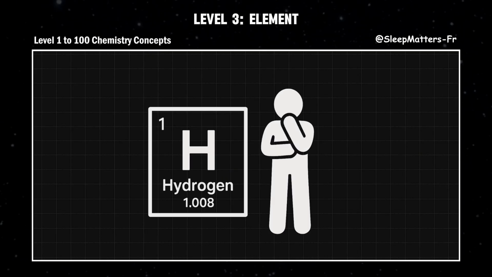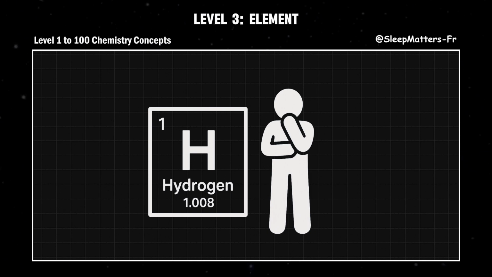Level 3. Element. An element is the simplest form of matter. It is a pure substance that cannot be broken down into anything simpler. Everything you see, touch, or breathe is made of elements. There are 118 known elements, each with a unique identity. Hydrogen is the simplest, just 1 proton and 1 electron. It is the fuel of stars and the most abundant element in the universe. Helium is another, a gas that makes balloons float, but also powers the sun's energy.